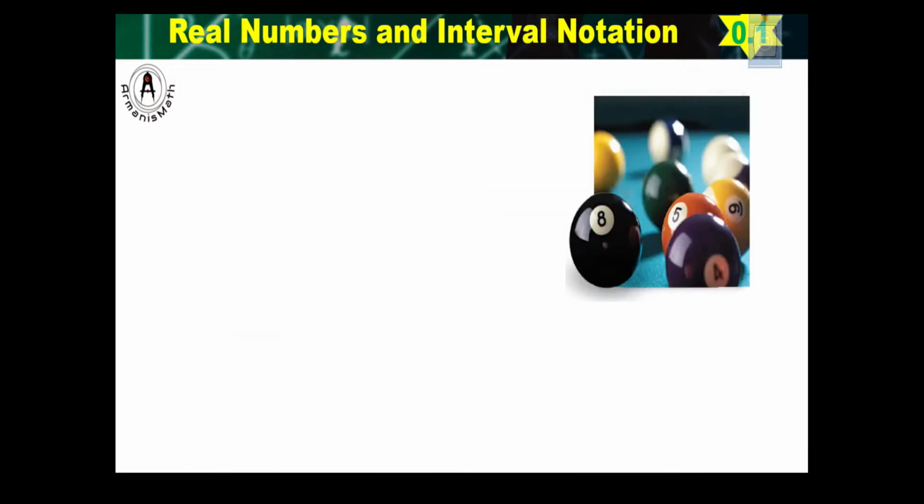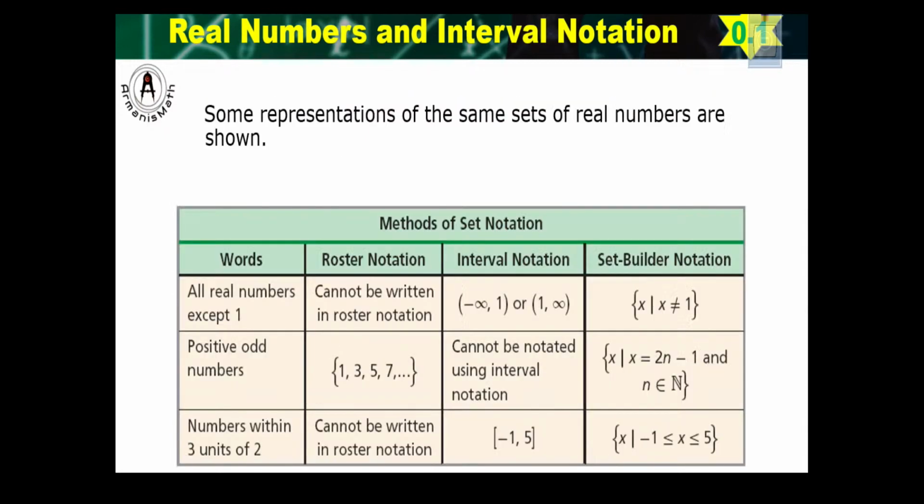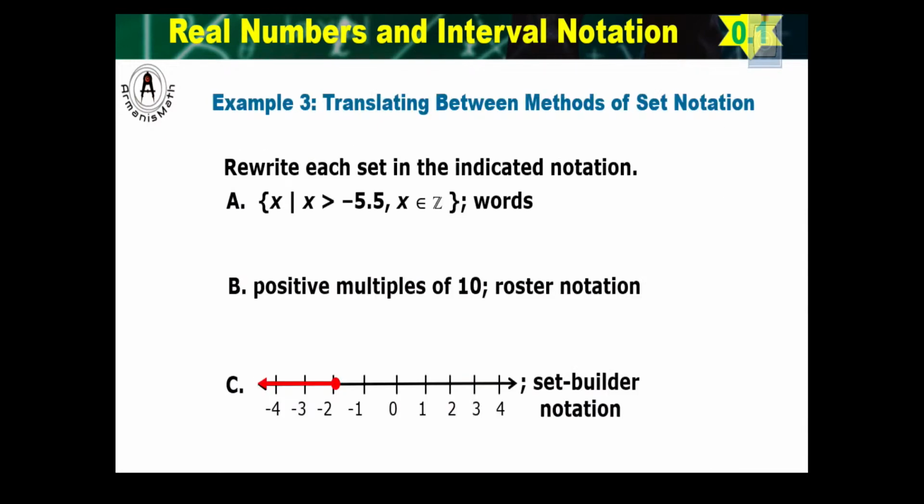Okay, let's go back here a little bit and talk about this example. This one says translating between methods of sets. Let's play with that. It says rewrite each set in the indicated notation. For example, they gave me this set in letter A. Remember that curly bracket we read as the set of x such that x is greater than negative 5.5, and x belongs to Z.